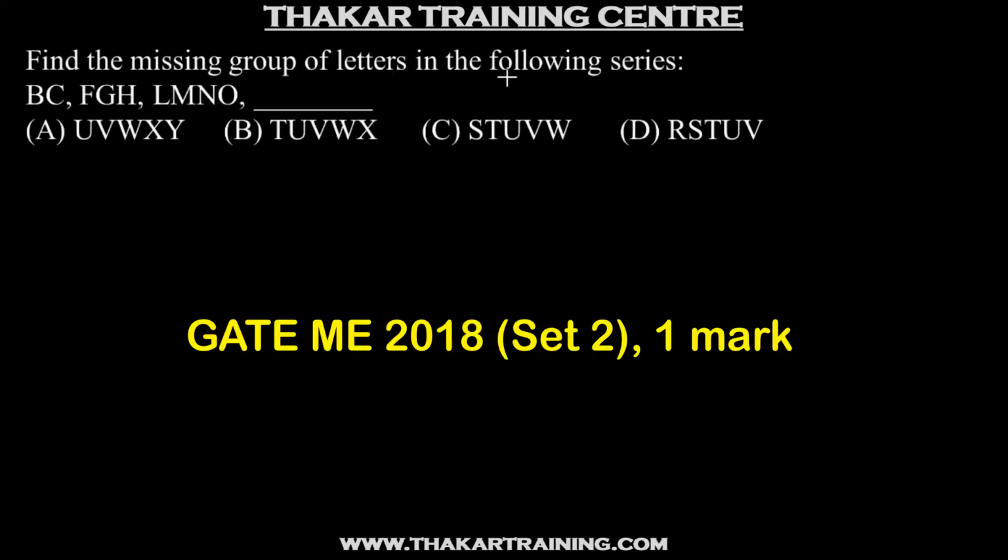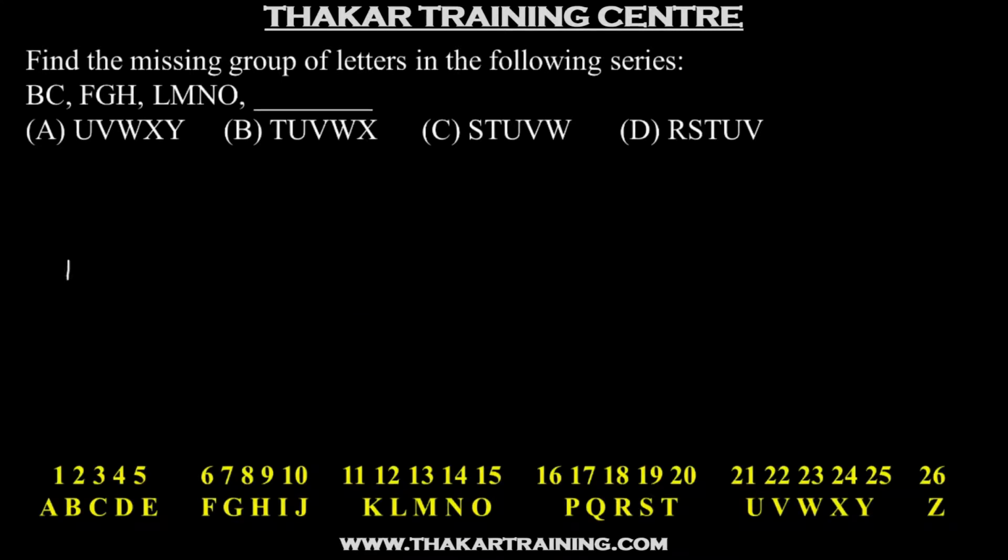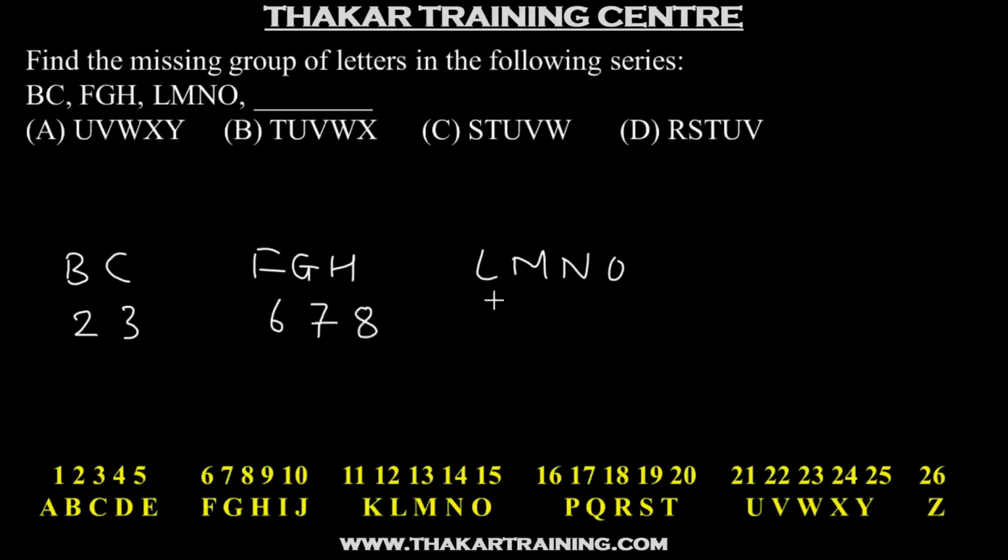Find the missing group of letters in the following series. So this question also revolves around the same thing that we just discussed. First term is BC, second term is FGH, third term is LMNO. So it is clear that the fourth term will have 5 letters now. So this is alphabet 2, this is 3, this is 6, 7, 8, this is 12, 13, 14, 15. So letters in each group are consecutive.